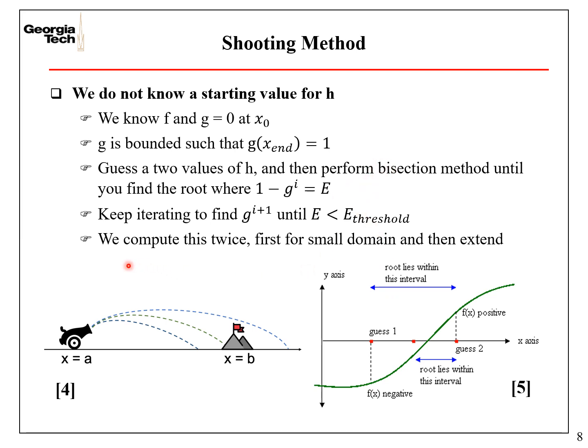And lastly, note that we compute this twice. We first compute the shooting method and the Runge Kutta method for a small domain. That gets us a value of h that is closer to the real value of h. Then we expand our domain and run the whole simulation again. The reason we do this is that if you compute this for too large of a domain, sometimes there is instability and effectively you don't get a solution.